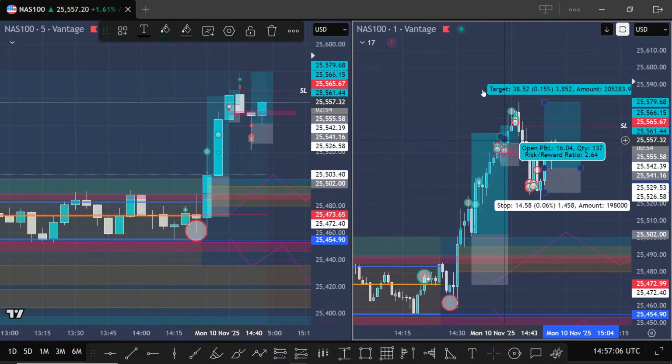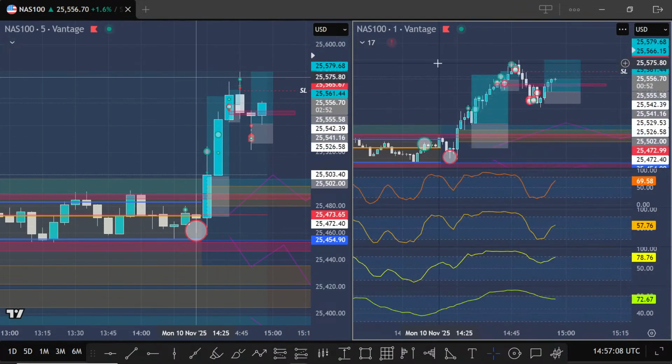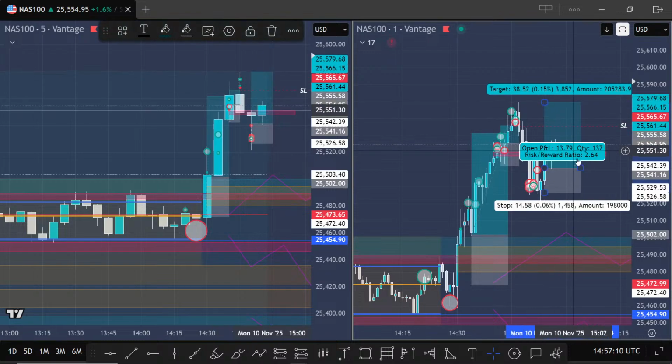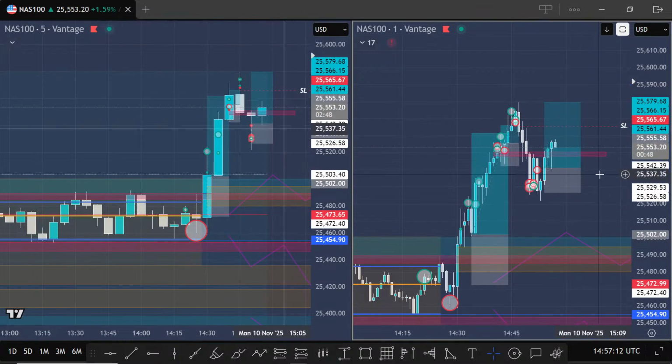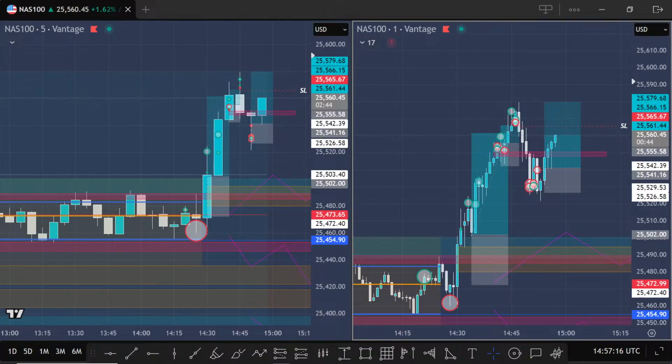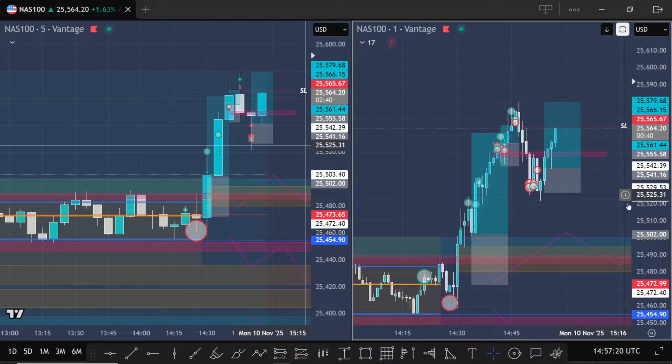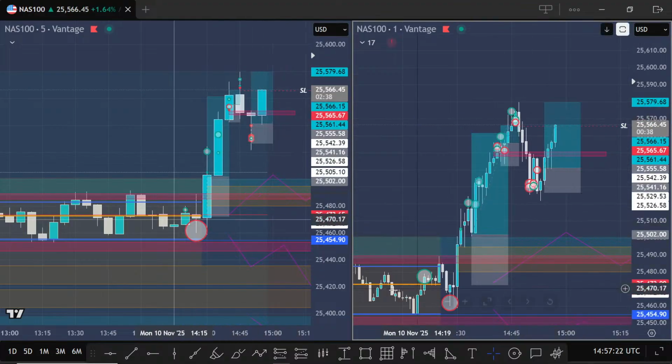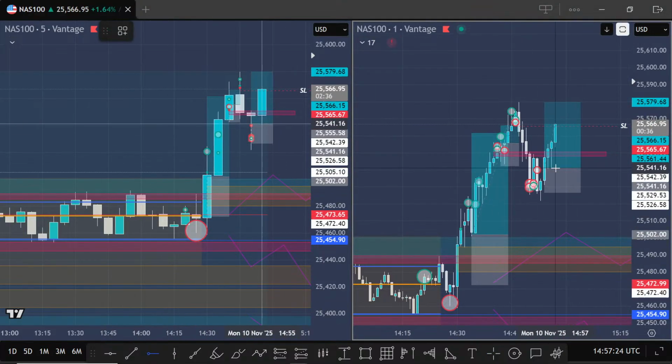I'm not going to take it. If we come lower, we come lower. I'm actually going to move stops to break even now. Yeah, because of those wicks. Cool, that's good. I'm happy with that.